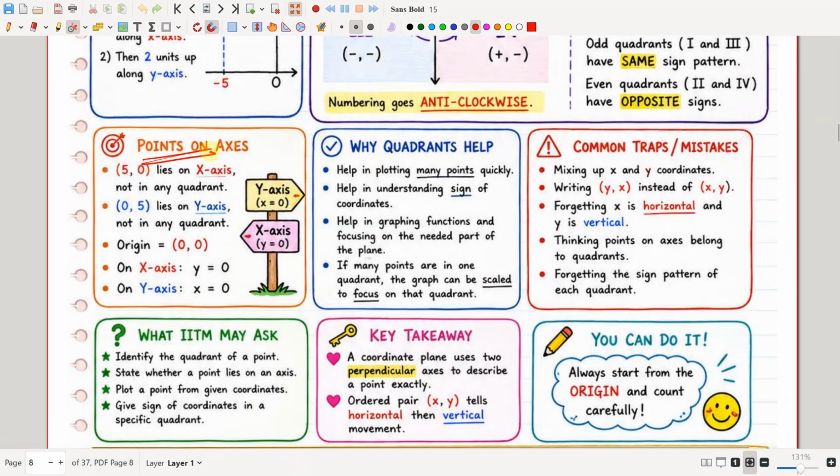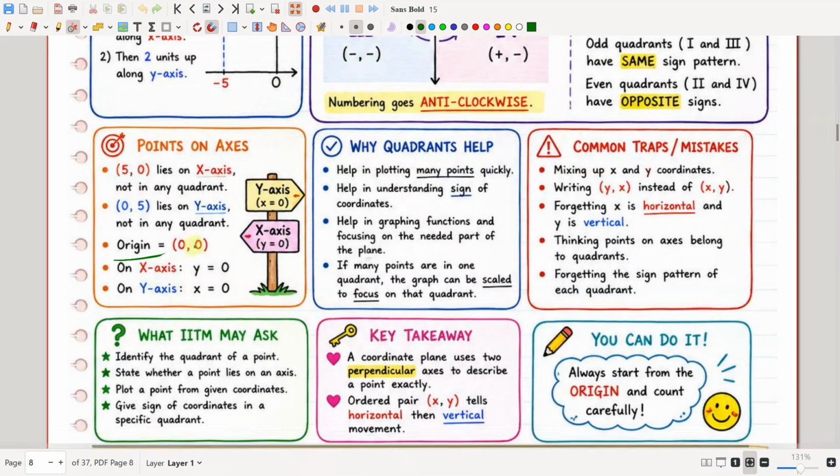Points on the axis: see here, 5 comma 0 lies on the x-axis, not in any quadrant, right? Suppose this is my point 5, so I'll draw a point here, but with respect to the y-axis, I'm not having any y value, it is just a 0, right? So this is my 5 comma 0, which is a point on the axis. And 0 comma 5 means it will go up like this.